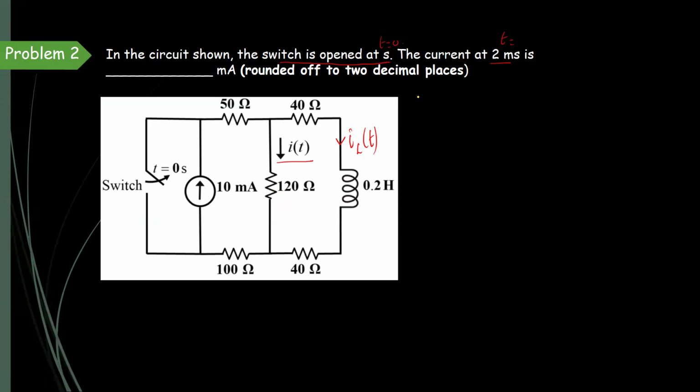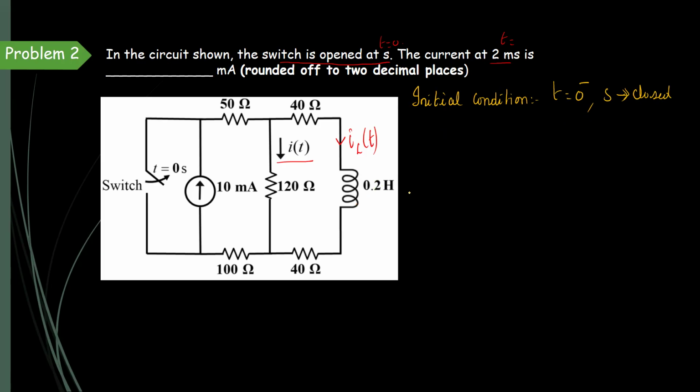So, starting from the initial condition. What is the initial condition? At t less than 0, that means t equal to 0 minus, the switch is in the closed condition. So when the switch is closed, the circuit attains the steady state condition.